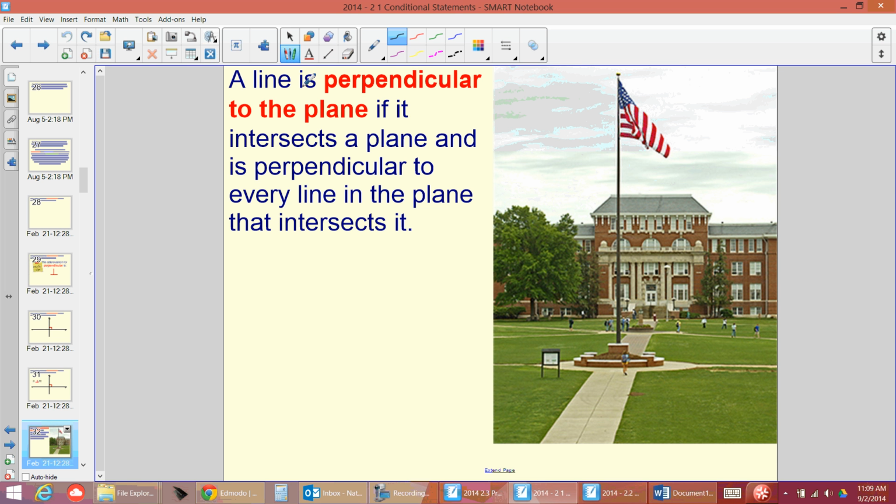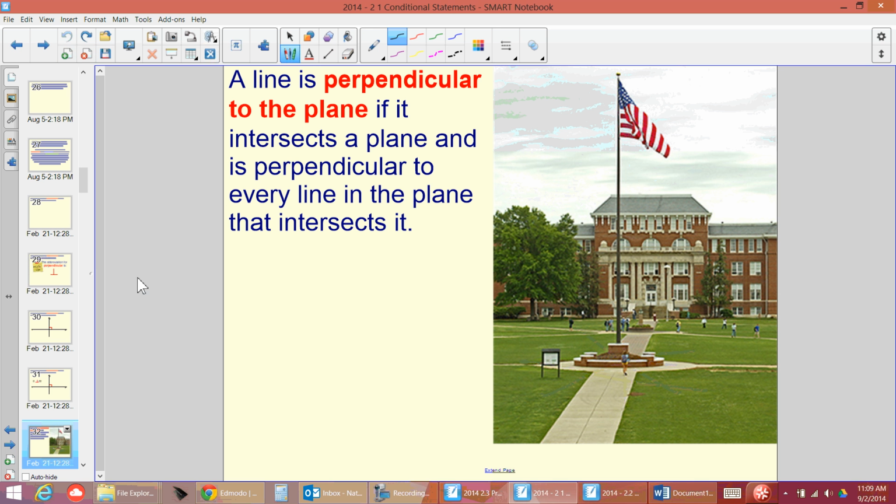Now, if it's perpendicular to a plane, that's different. Perpendicular to a line is just 90 degrees. Perpendicular to a plane is perpendicular to every line in that plane that intersects it. So right here, this flagpole is perpendicular to the plane of the floor because it's going straight up out of the ground. And every line on the plane of the floor intersects it at 90 degrees.